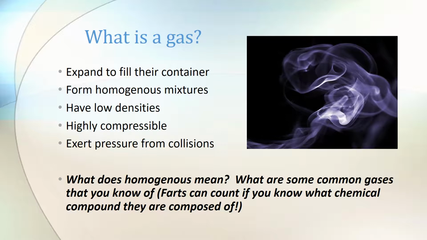These form homogeneous mixtures. Remembering, homogeneous means that the mixture looks the same throughout. So we don't see the individual particles of a gas. It all simply looks like one solid material. They have low densities. This is typically because they have small amounts of mass but take up large volumes. They are highly compressible due to the large amounts of empty space in between the particles.